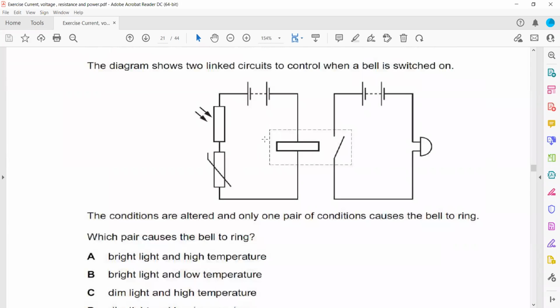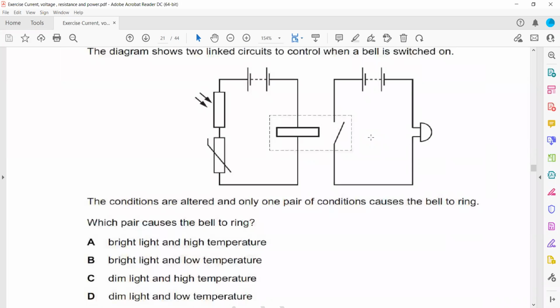The diagram shows two linked circuits when the bell is switched on. The conditions are altered and only one pair of conditions causes the bell to ring. So first, this is an LDR, a light dependent resistor. And this one is a thermistor.